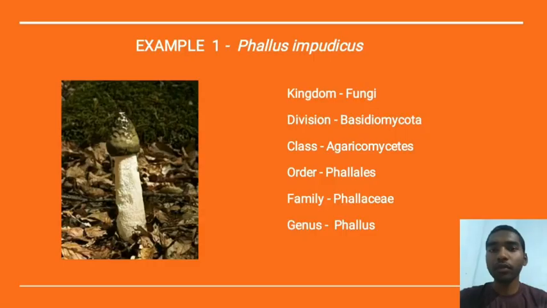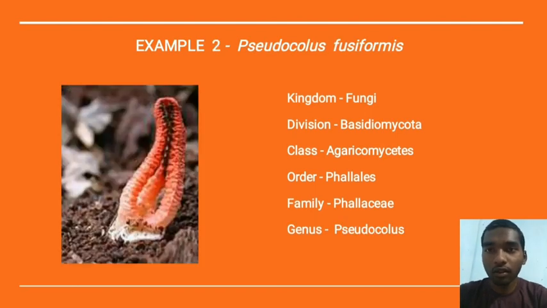The first example is Phallus impudicus. It is also known as the common stinkhorn. It is recognizable for its foul smell. The second example is Pseudocolus fusiformis. The fruit body here is different. It is column-like, and the cap here is not distinct and lacks hymenium. The olive brown structures inside it are the spores.